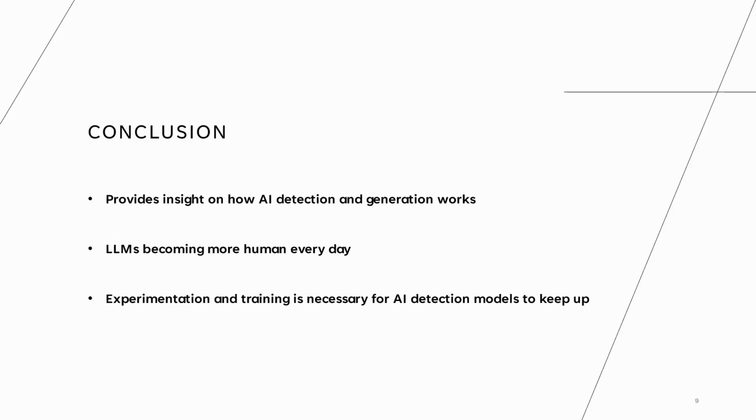In conclusion, this work provides insight into how both AI generation and detection work. It also shows that LLMs are becoming increasingly human-like in their writing. Therefore, continuous experimentation and research are essential for detection models to keep up with LLM development.